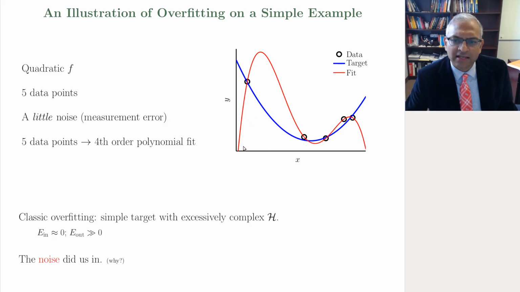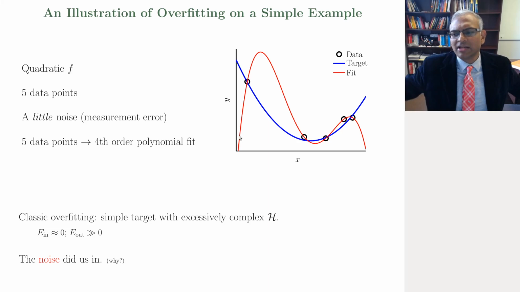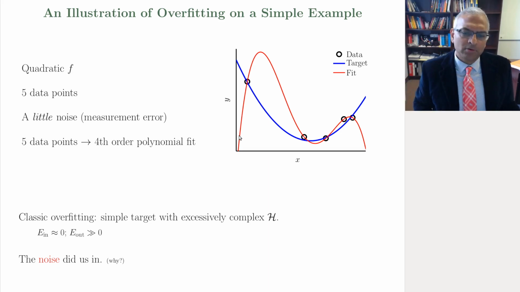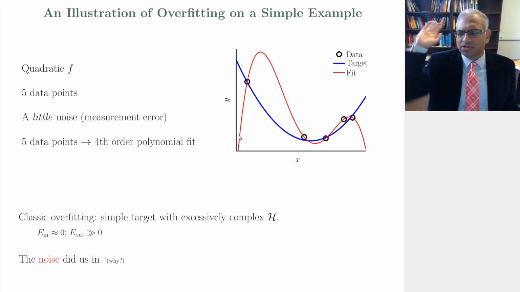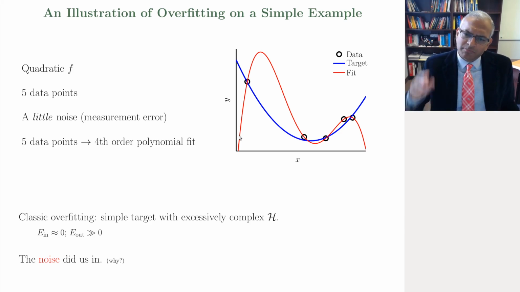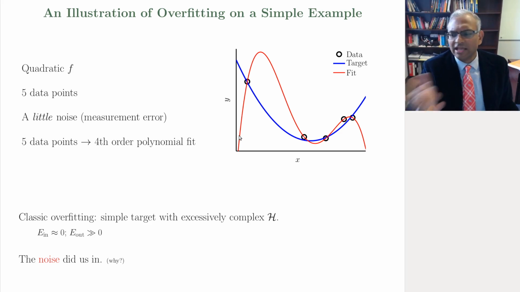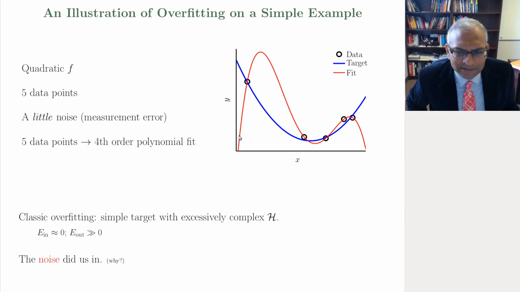Sure, the fourth order polynomial fits my 5 data points exactly, but it doesn't even get the right behavior as x goes to plus or minus infinity. It's going in the opposite direction as the true, blue target function. So we are nowhere close to f. We have not learned at all. And this is the classic example of overfitting. E in is 0, E out is huge, okay? And it's because you've thrown a very complex model at a very simple, 5 example data set.